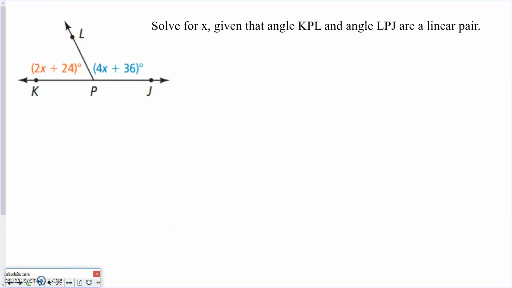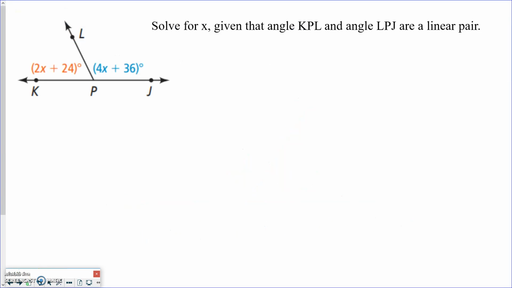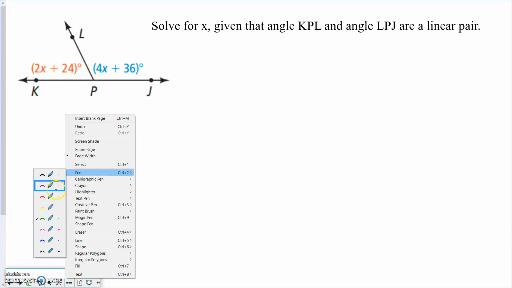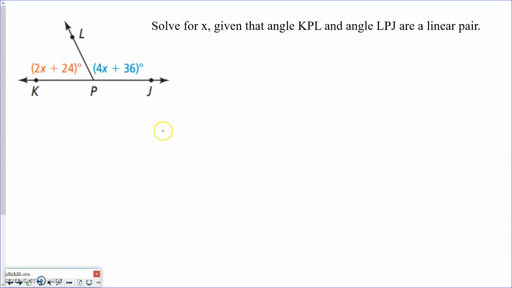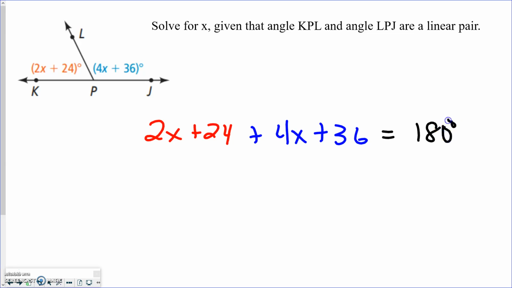Solve for x given that the two angles are a linear pair. So as we just said, if you have two linear pair angles, 1 plus 2 has to equal 180. So if I want to solve for x, I first need an equation. Say that every day in class. So 2x plus 24 plus 4x plus 36 has to equal 180 degrees, which is what we just said. Okay, take a minute to write down this equation and solve it out on your own.